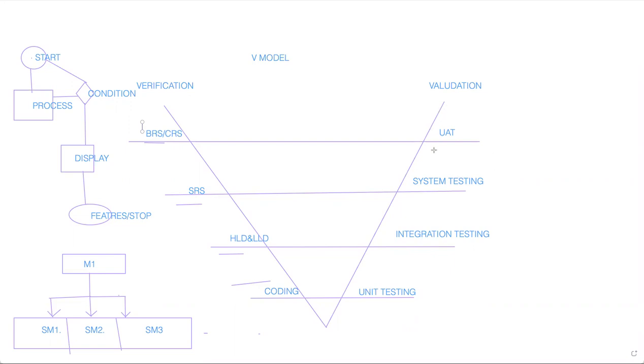So the first level is unit testing. We need to do it during coding. So who will do unit testing? Developers will do the testing. They check whether the code they have written is executable or not. That is done by the developers.